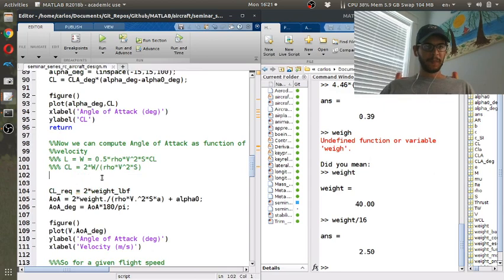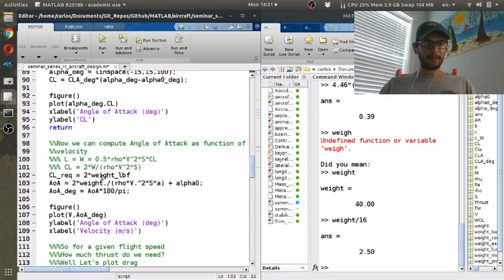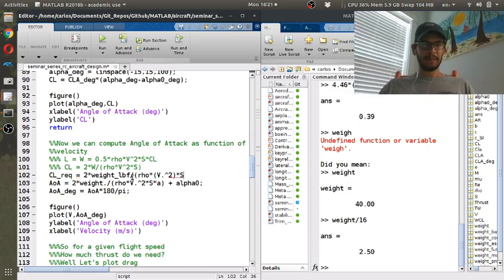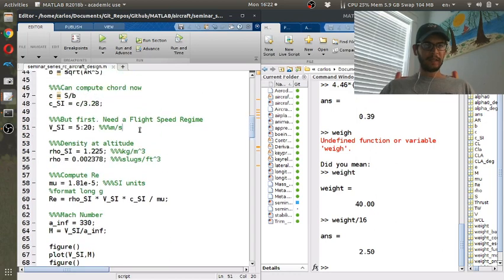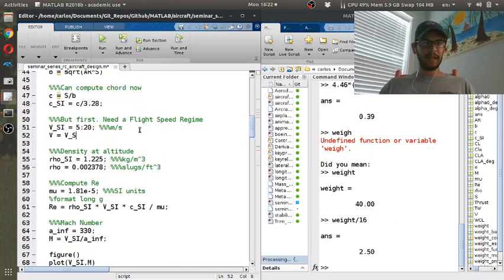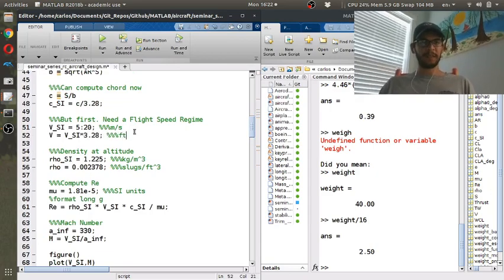And then I'm going to grab a rho and put that up here so it's all together. This is slugs per foot cubed. And then that is going to be divided by rho times V squared. And I need to do the dot times because it's a vector, times S. Okay, and that's going to give me CL required. Now V, I need to compute V is VSI, so that's meters per second times 3.28, and that'll give me feet per second.